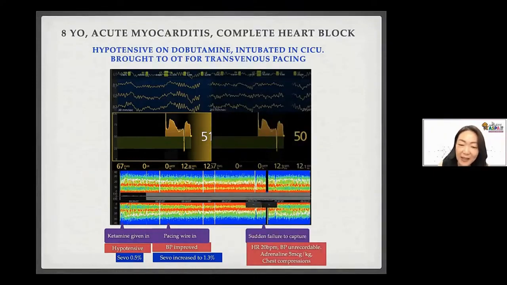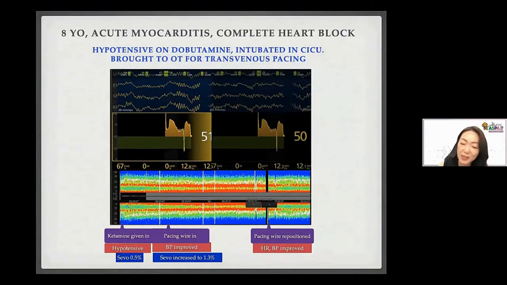And suddenly, at this point, there was a failure to capture. Heart rate plummeted to 20 beats per minute, and blood pressure became unrecordable. So we gave adrenaline, 5 micrograms per kilogram, and started chest compressions for about a minute. As you can see here, we lost electrical activity. The patient went to either burst suppression or isoelectric activity during the resuscitation. But very quickly, she had return of electrical activity when the pacing wire was repositioned.